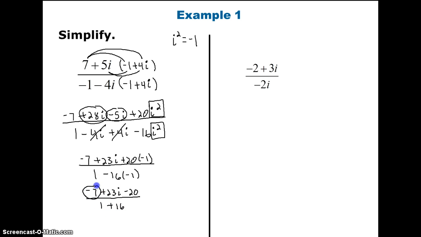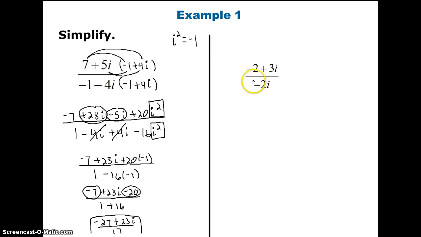Combine like terms on the top and on the bottom, numerator and denominator. So it's going to be -27 plus 23i over 17. You always want to check if you can simplify the fraction. You look at the three numbers and check if they have a common factor. And they do not. So here's my answer.